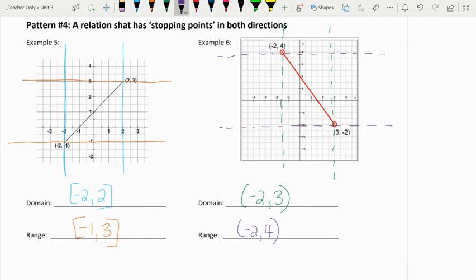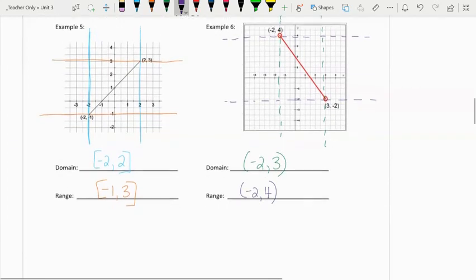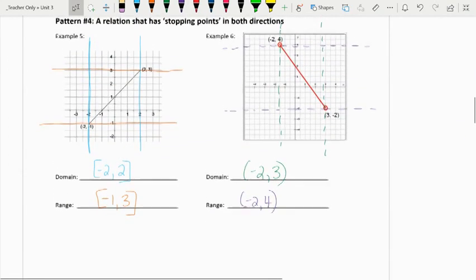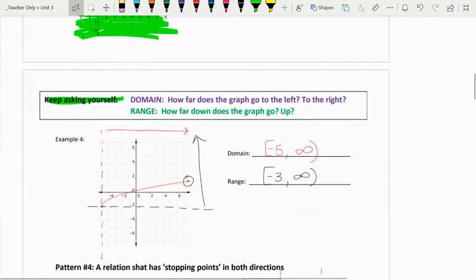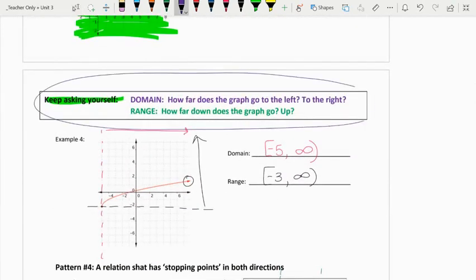So these are the different types of relations that you're going to see. And we need to really just continue to ask ourselves this main question that's right here: how far left, how far right, or how far down, how far up we go.